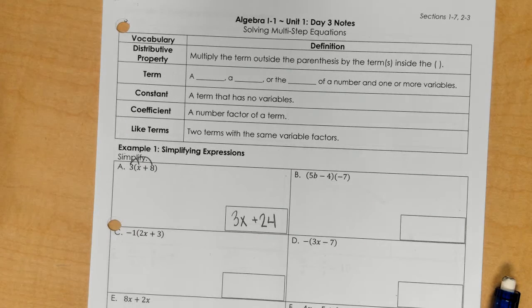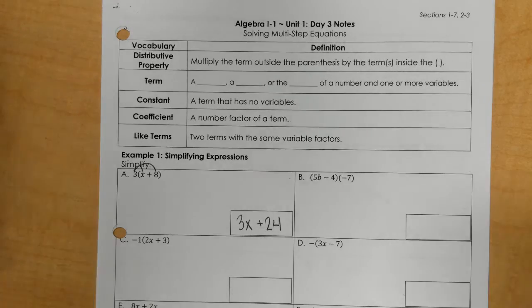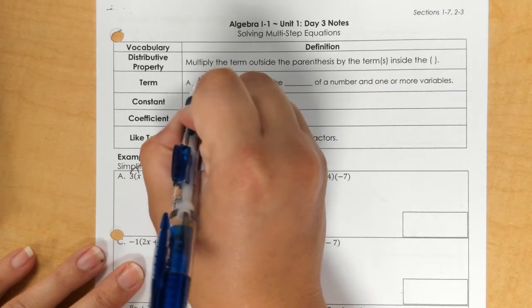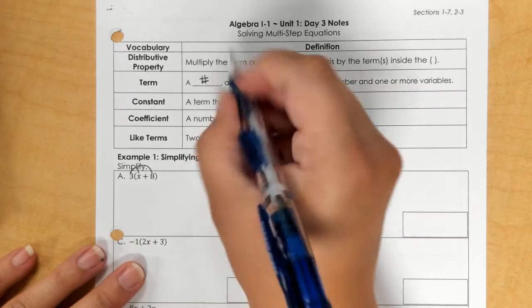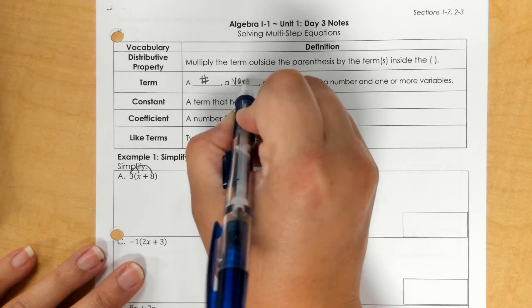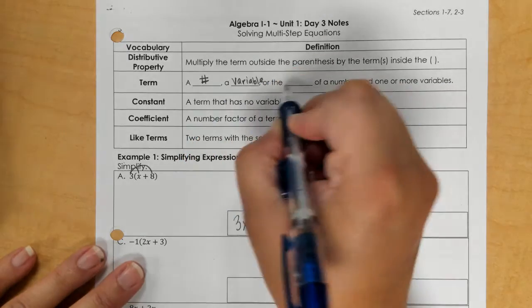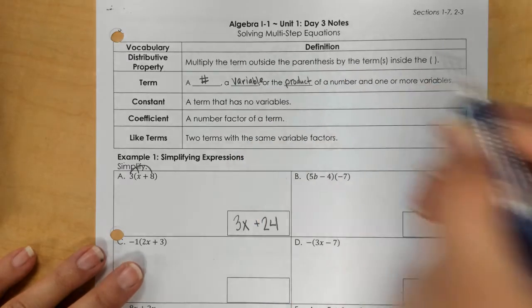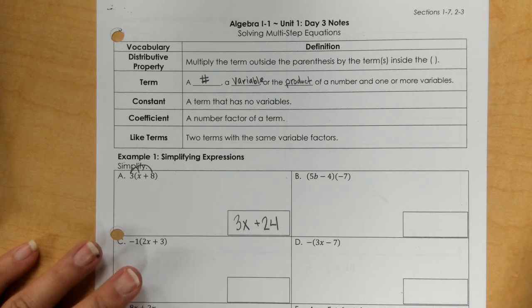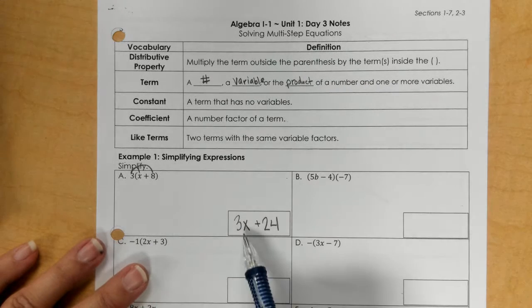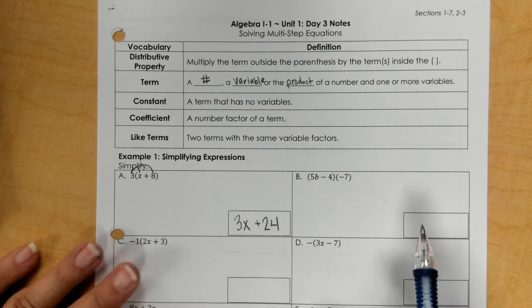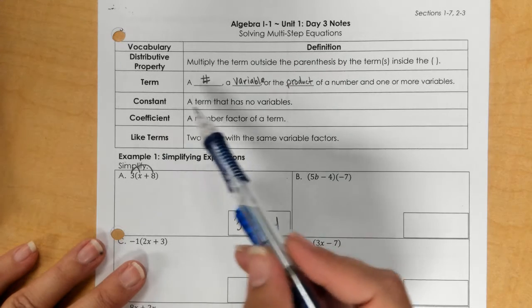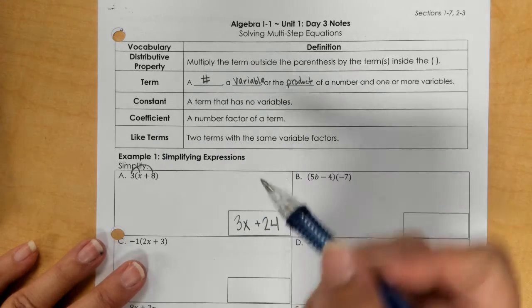Okay? Now, for the term, it says a number, I'm going to just use a symbol there. A number or variable, or the product of a number and one or more variables. So a term would be like 3x, or you could say 24 is a term. A constant is a term that has no variables.